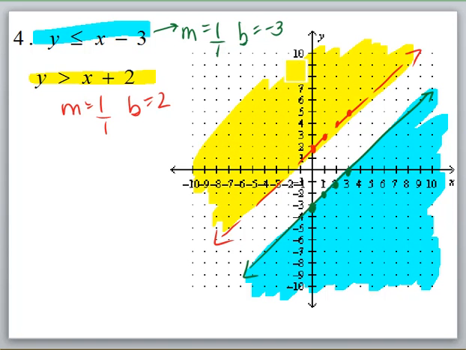I missed a little bit, went below there, so ignore that a little bit below. But what you notice is that they never overlap each other, so there's no green section. So this actually has no solution. There is nowhere where the two shadings overlap, so there is no solution.